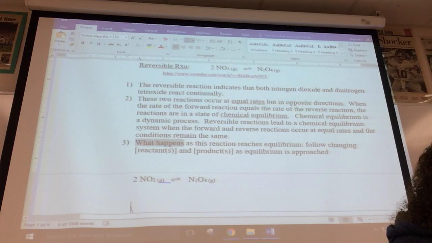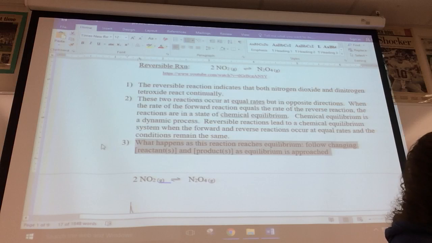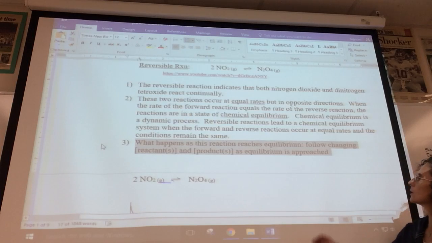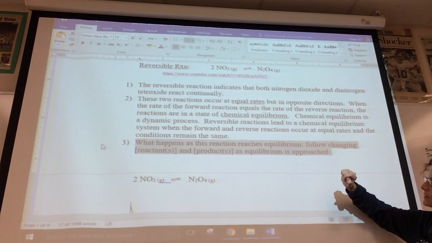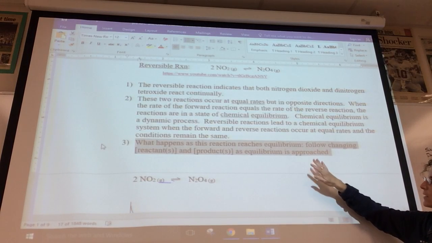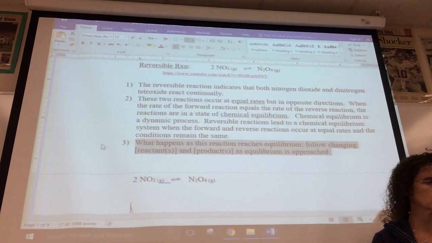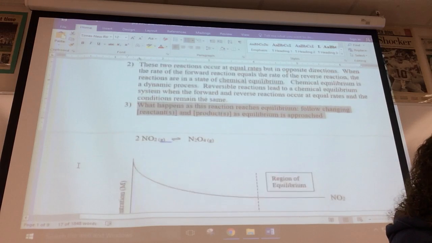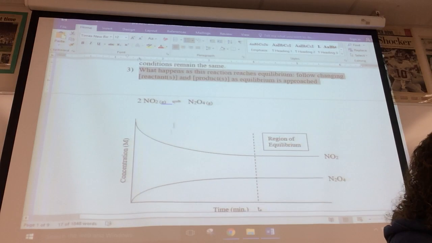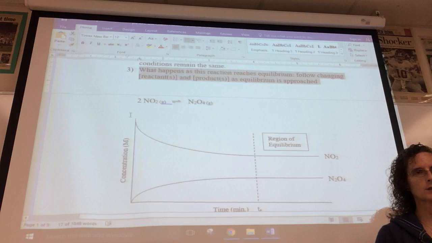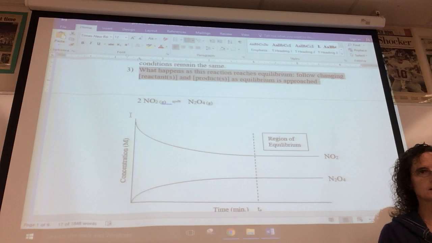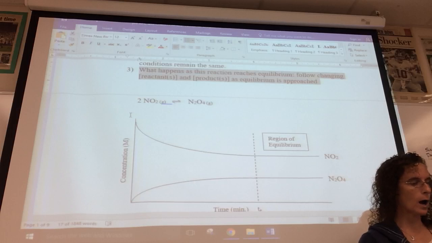What we want to look at first is what happens as the reaction reaches equilibrium. We're going to look at changes in reactant concentration and product concentration as we approach equilibrium, where the rates of the forward and the reverse reactions are equal. So shown here is the same reaction we talked about. What do you know about reactant concentration over time? It's going to decrease because reactants get consumed, and product will increase because those concentrations go up.